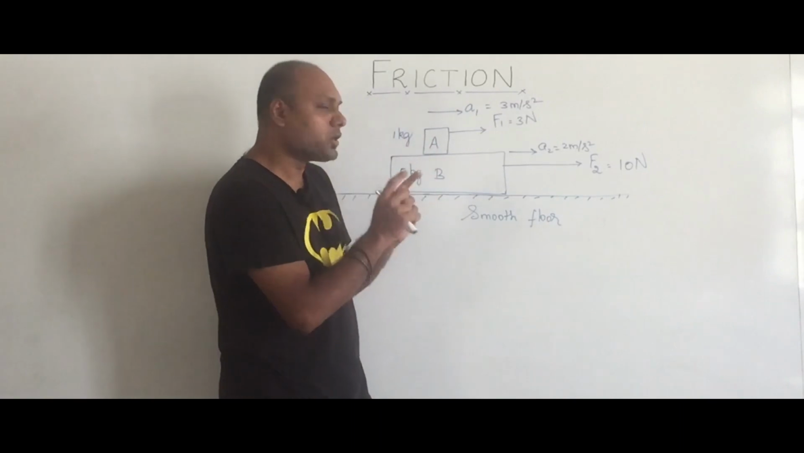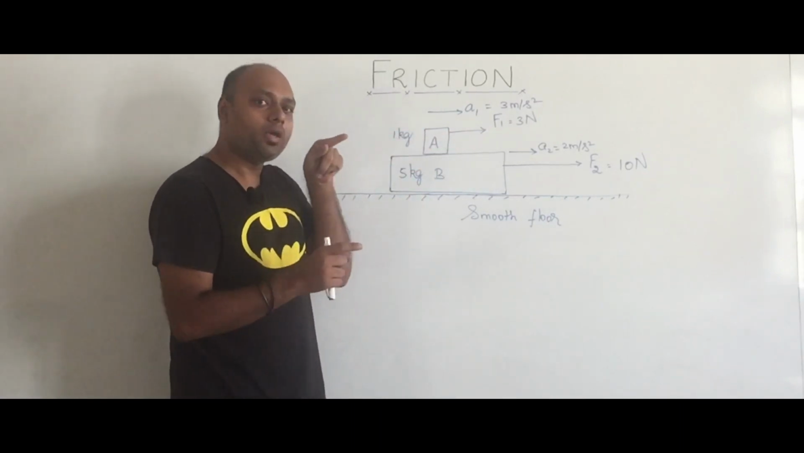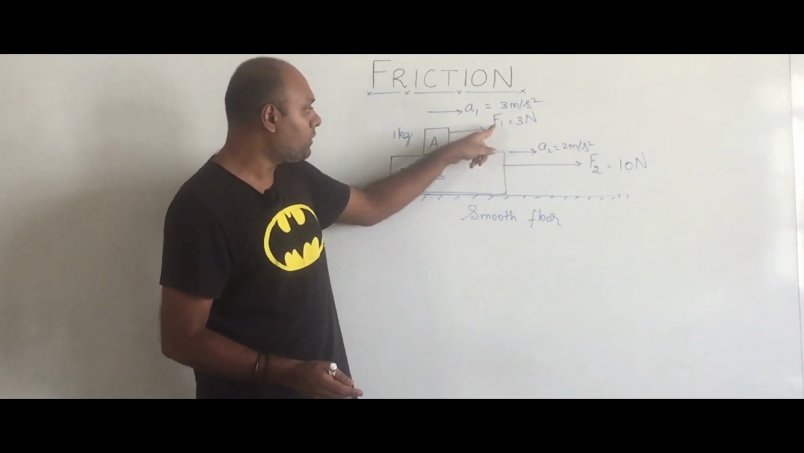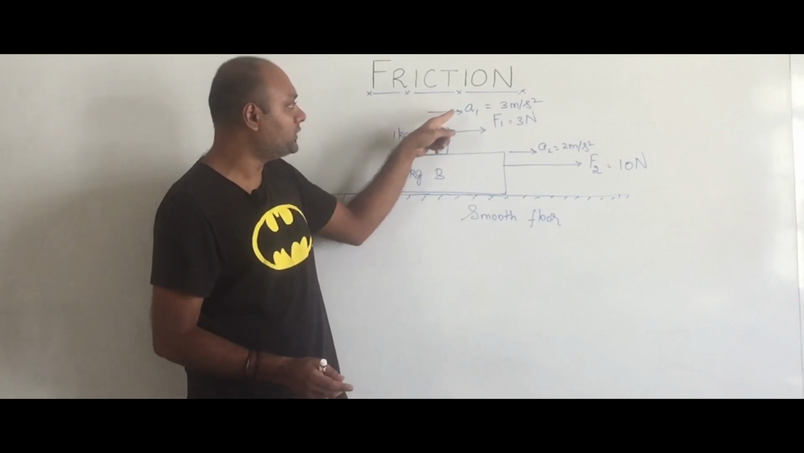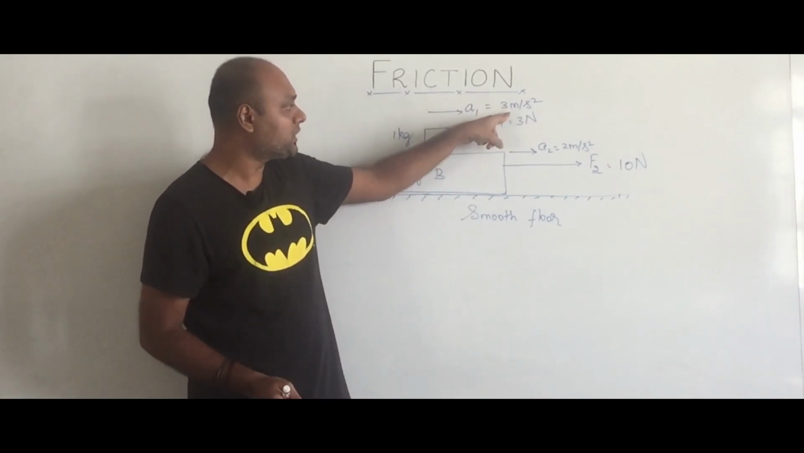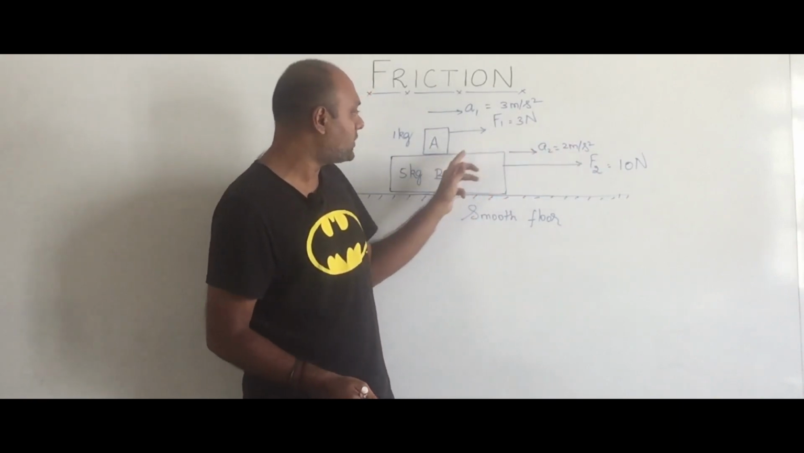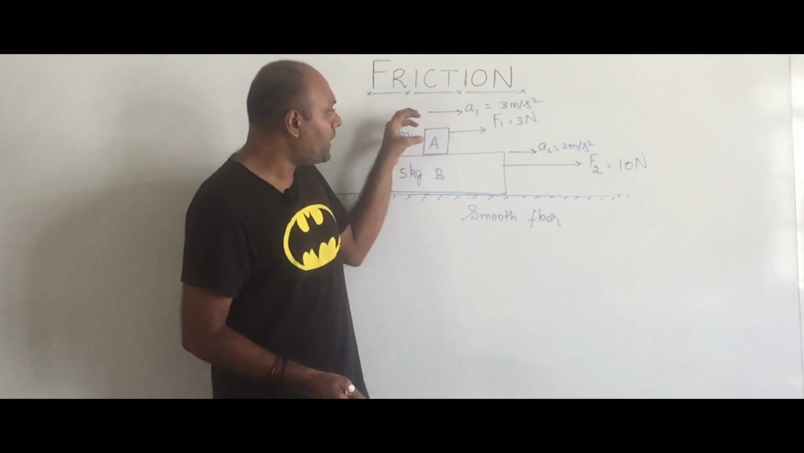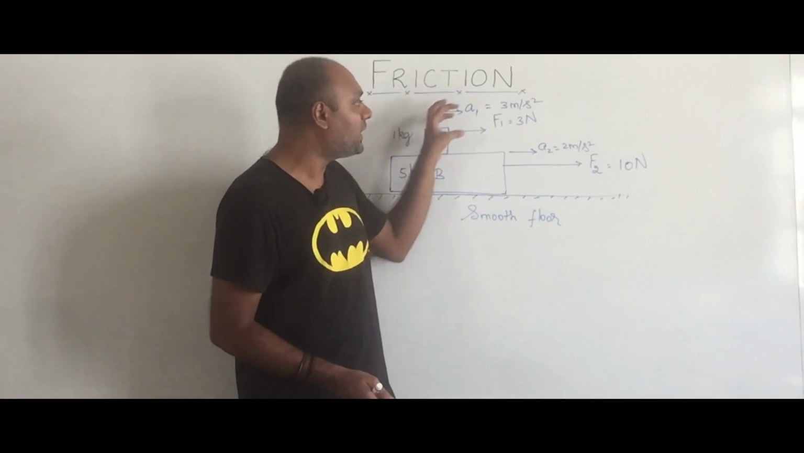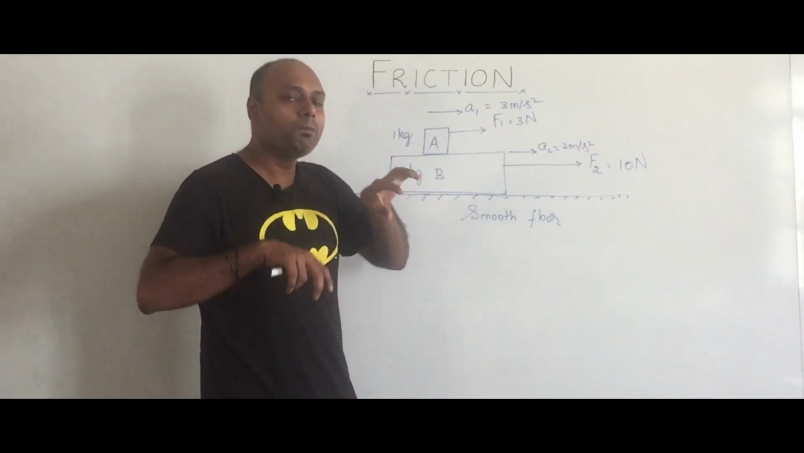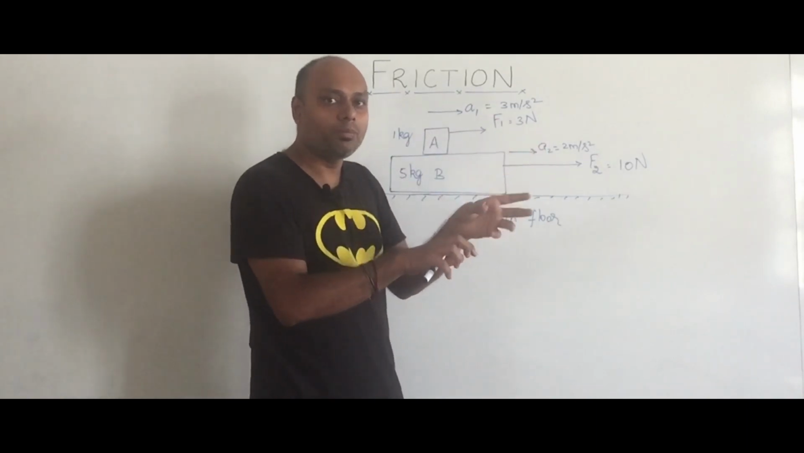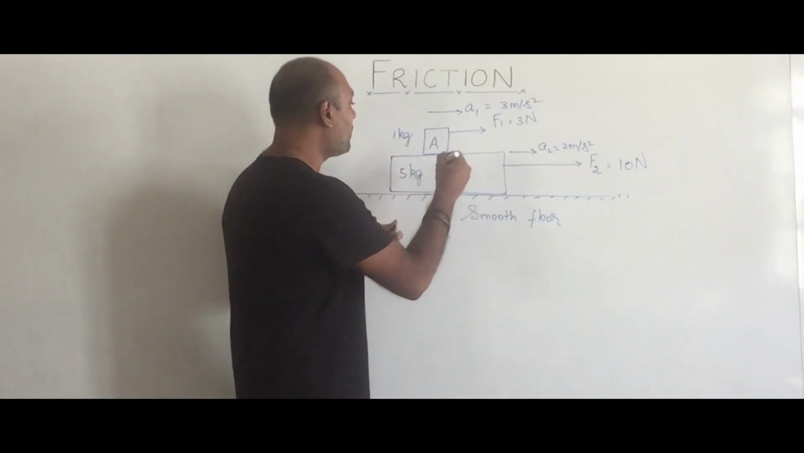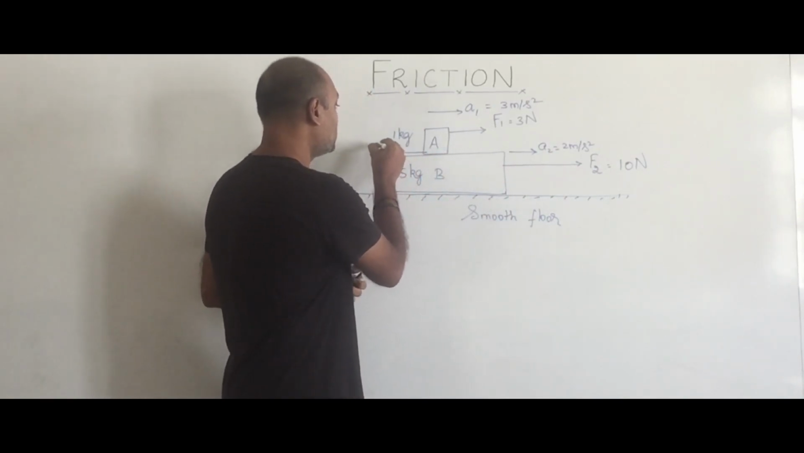You try to see what happens. How will block B communicate to block A? When block A tries to go forward, block B will try to prevent block A from going forward. Note that this 3 Newton force acting on block A, which has a mass of 1 kg, will try to generate an acceleration of 3 meter per second square, whereas this force will try to generate an acceleration of only 2 meter per second square on this 5 kg block B. So here on block A, this force tries to generate a greater acceleration. Block A tries to go forward on block B, and block B communicates to block A that no, I'm not going to allow you to go forward, and it will try to prevent block A from going forward by applying a friction force in this direction.